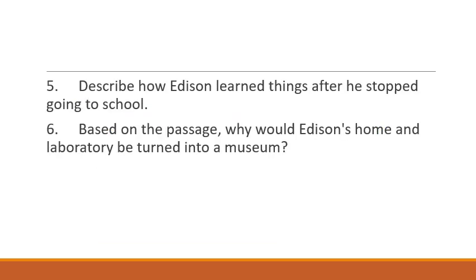For question number 5 and question number 6, they are not objective questions. He can get back to the text in order to answer them. Describe how Edison learned things after he stopped going to school. He read as many books as he could, and he learned what he liked to learn. Simply, this is a brief answer for question number 5, and he can add different answers for the same question.